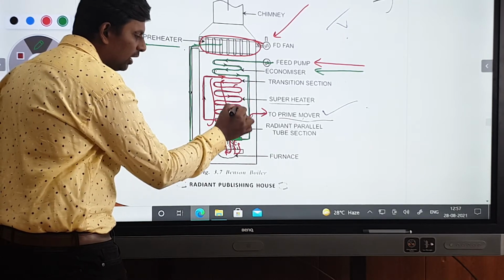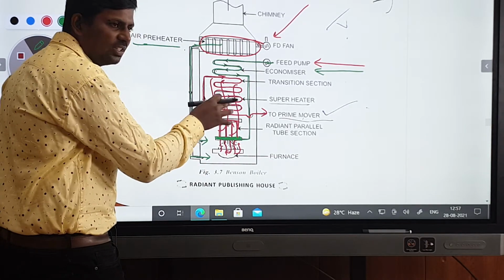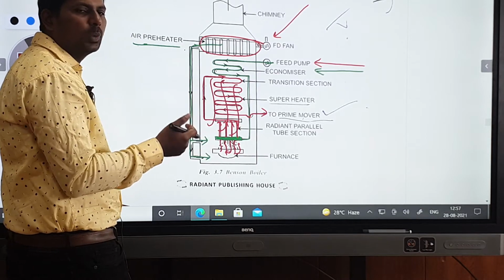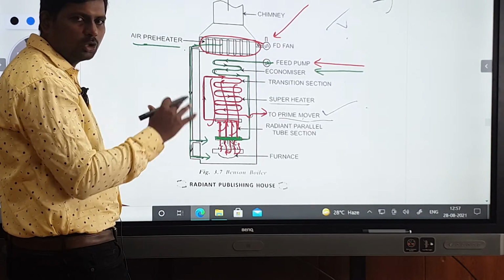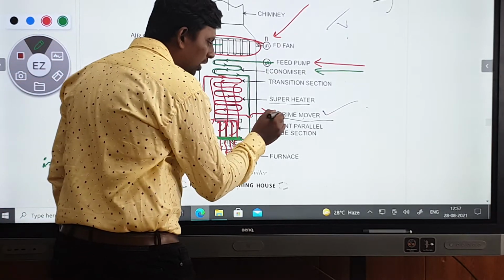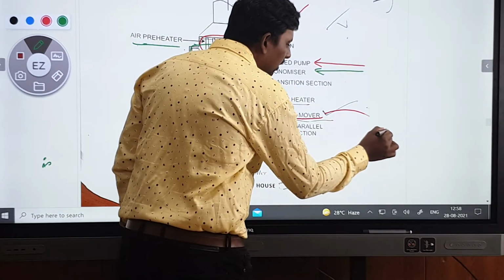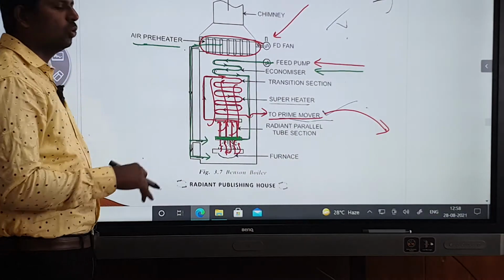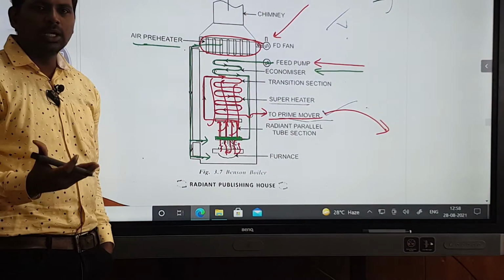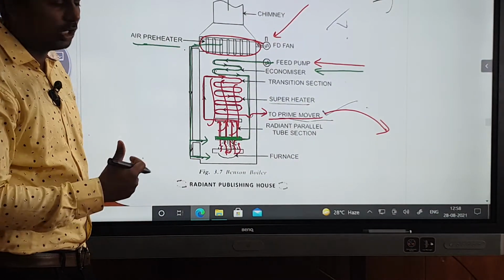Which gases are coming here? Hot gases. So this steam is converted into superheated steam. That superheated steam is going to the prime mover. Prime mover means wherever you require that steam, you can use it.